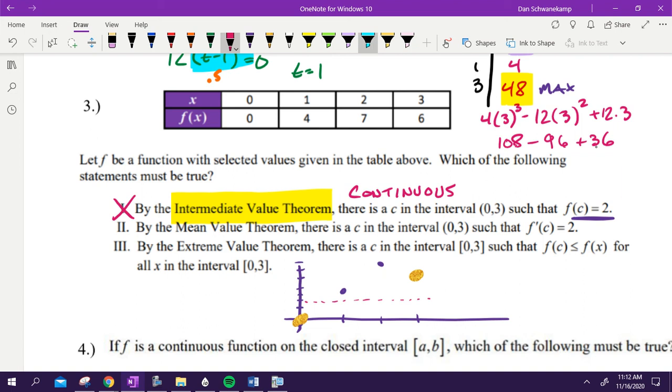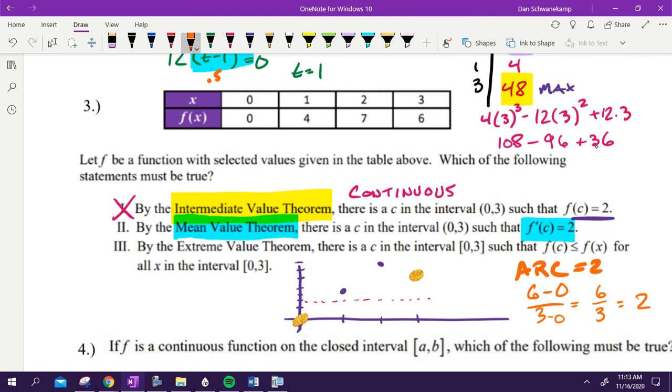Number 2 says by mean value theorem. All right, mean value theorem, that's what we learned Friday. That tells us that the derivative needs to be equal to the average rate of change. There's the C, where the derivative is equal to 2. So in other words, they're saying the average rate of change is 2. Well, average rate of change, that would be y sub 2 minus y sub 1 over x sub 2 minus x sub 1. I get 6 over 3. Oh, cool. The average rate of change, the slope between those two points, is 2.